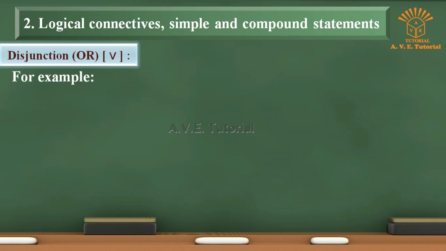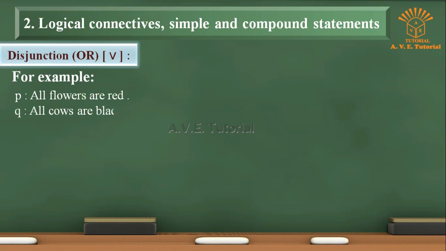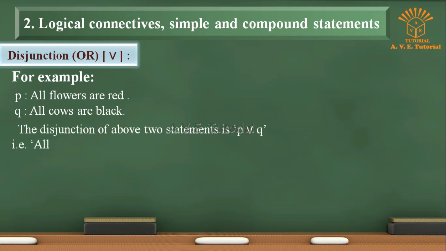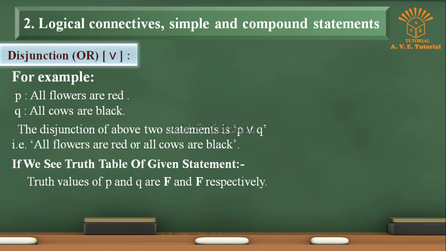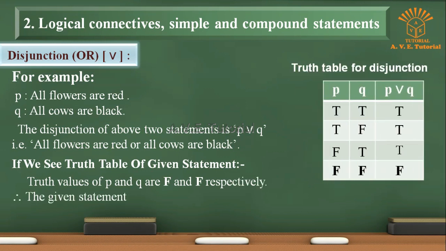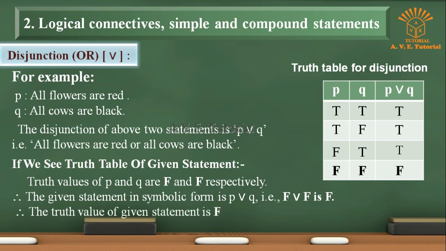For example, statement P, all flowers are red. Statement Q, all cows are black. The disjunction of above two statements is P or Q. That is, all flowers are red or all cows are black. If we see the truth table of the given statement, truth values of P and Q are false, that is, F and F respectively. Therefore, the given statement in symbolic form is P or Q, that is, F or F, is F. Therefore, the truth value of the given statement is false, that is F.